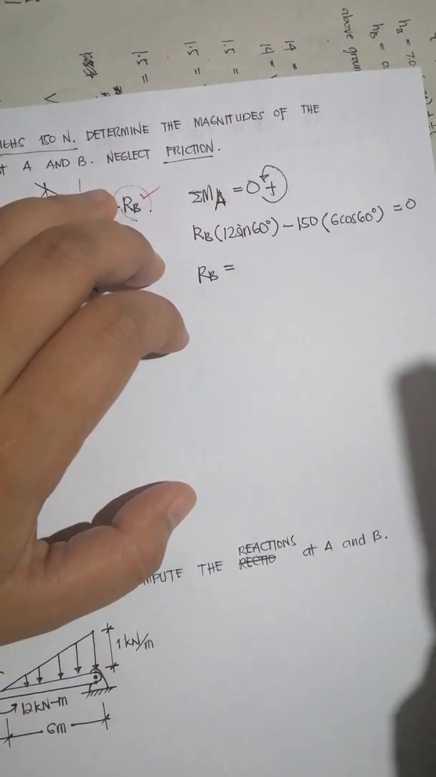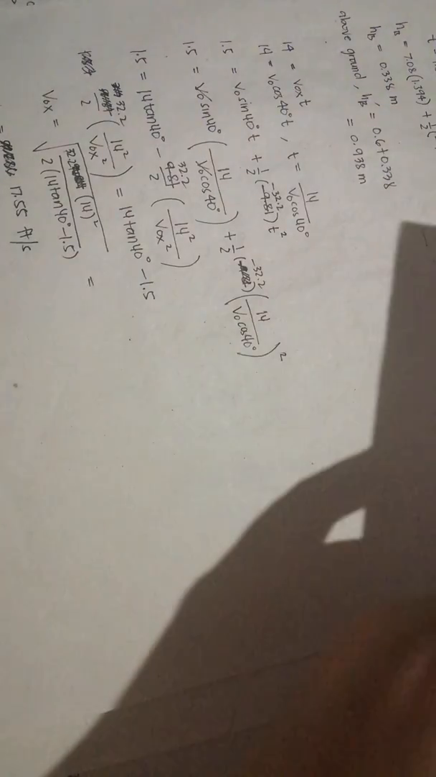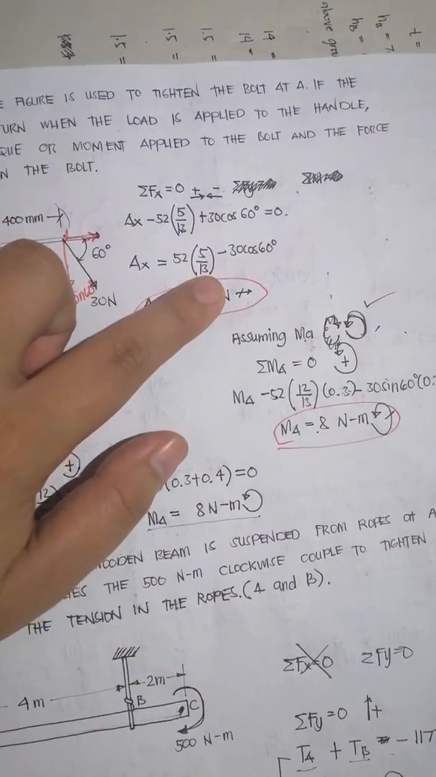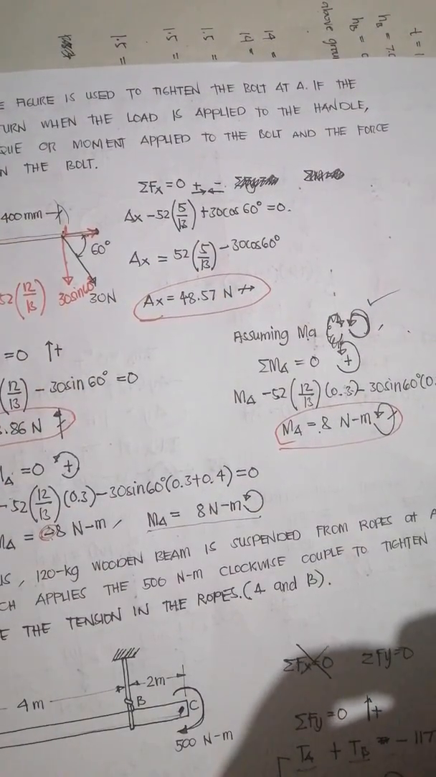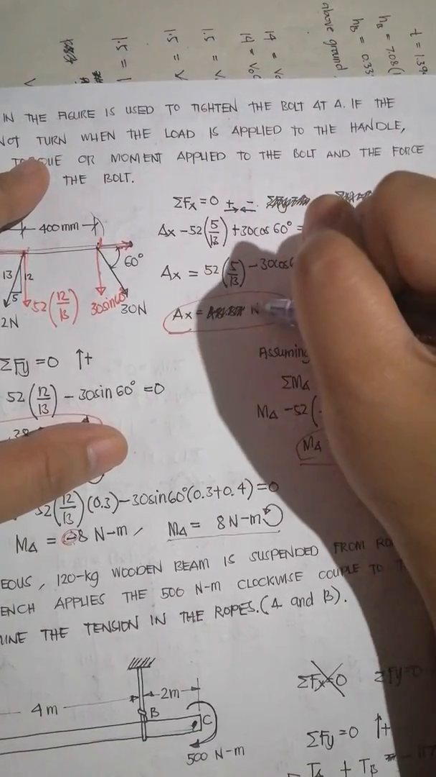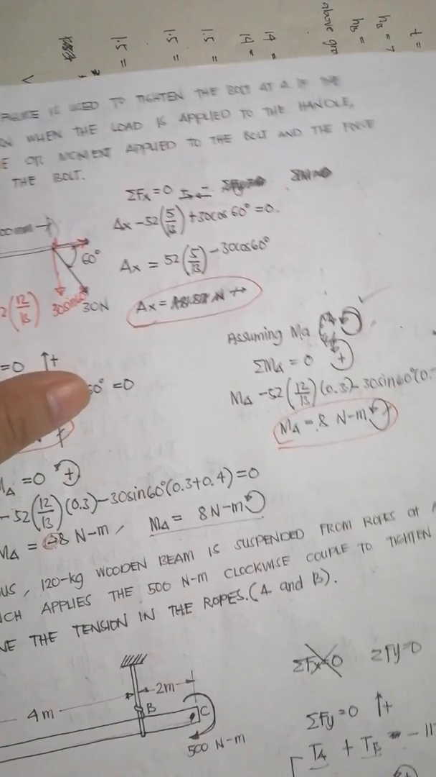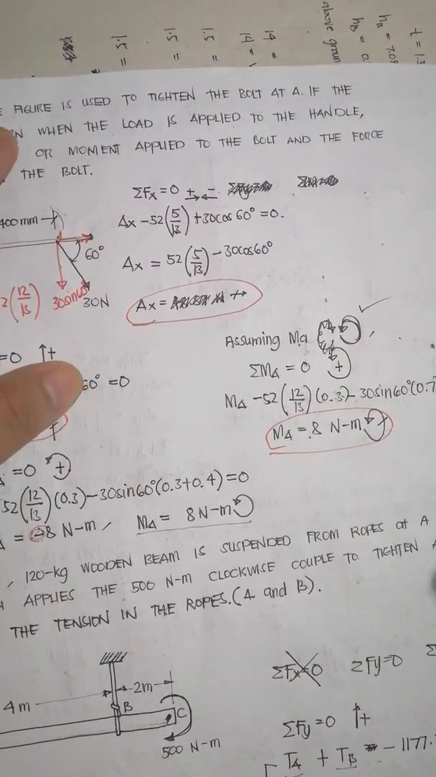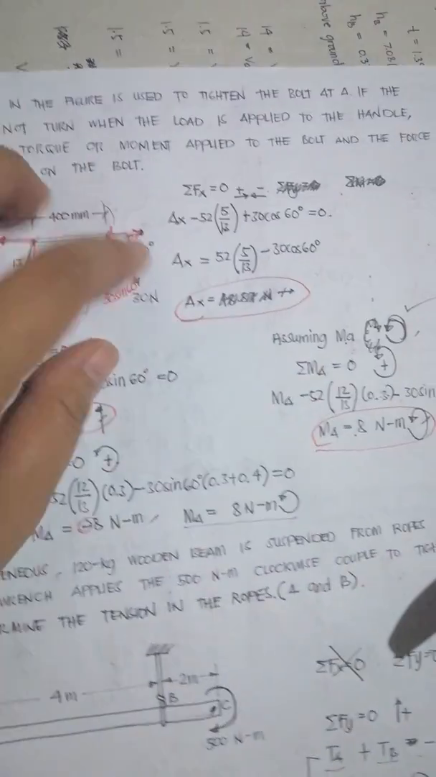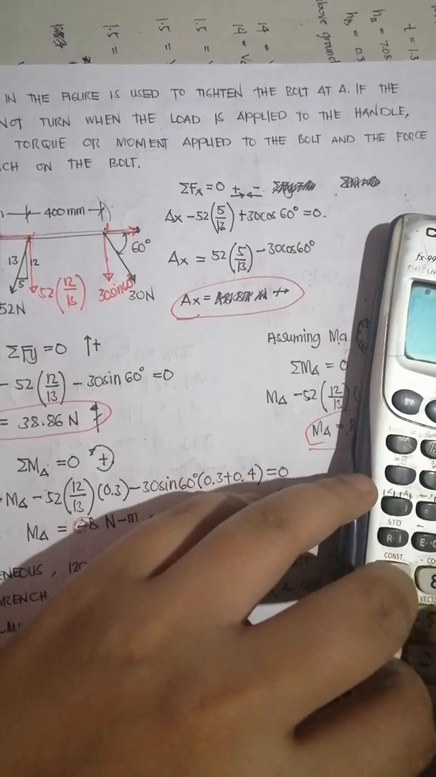Oh, my calculator was in radian mode. Okay, for our previous problem, let me just correct this one because I hadn't seen my calculator. It was actually in radian mode earlier, so now it's in degree. Let me just correct this one.